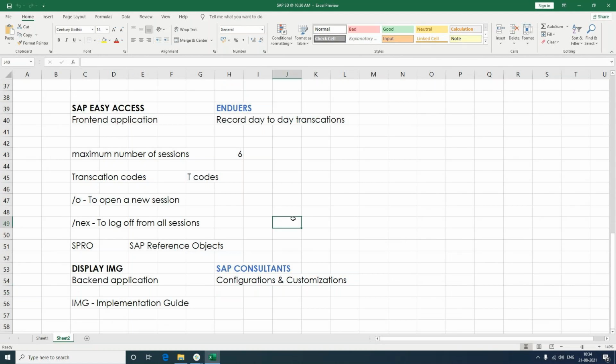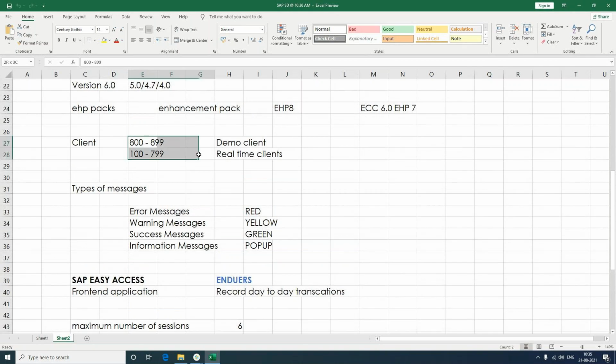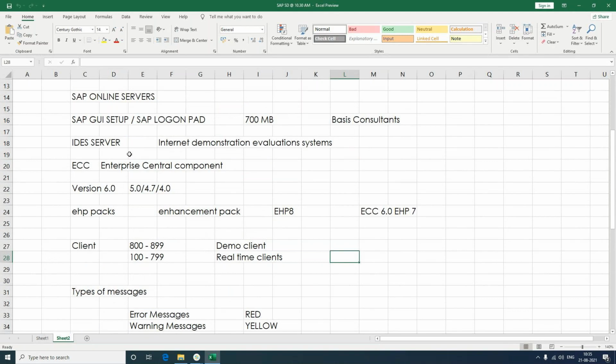So how to log in, what are going to be the different clients where we can work, and what is going to be the name of the application. So right now we are working with ECC 6.0 EHP 7. That's the one.